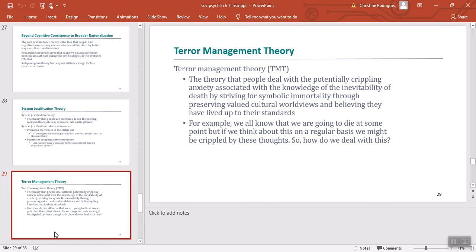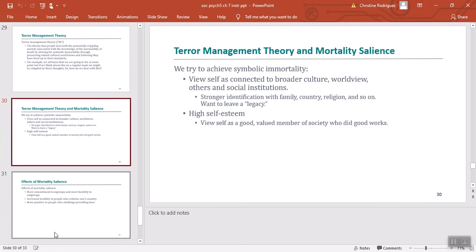Well, terror management theory says that what happens is we try to live through what theorists call symbolic immortality, meaning that we try to view ourselves as much more connected to the broader world around us, to our culture, the groups, the people around us, the social institutions that we're part of. And so people tend to have a much stronger identification with things like our families, our country, our religion, maybe even a club or a group that we belong to, because we want to leave a legacy.